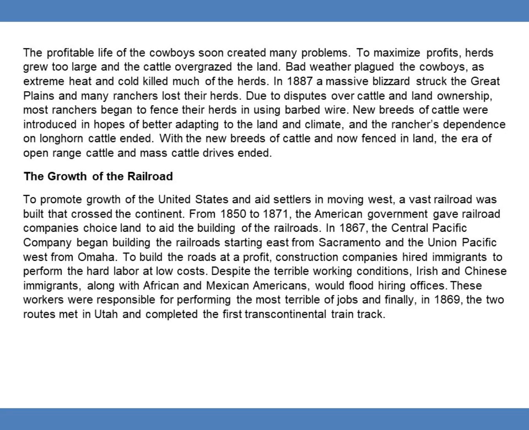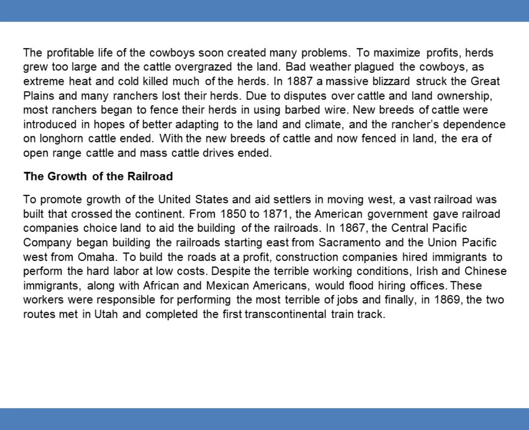To promote growth of the United States and aid settlers in moving west, a vast railroad was built that crossed the continent. From 1850 to 1871, the American government gave railroad companies choice land to aid the building of the railroads. In 1867, the Central Pacific Company began building the railroad starting east from Sacramento and the Union Pacific west from Omaha.